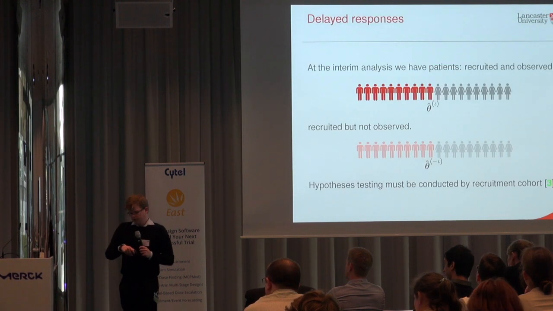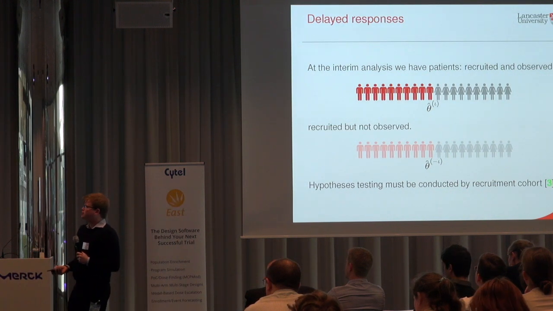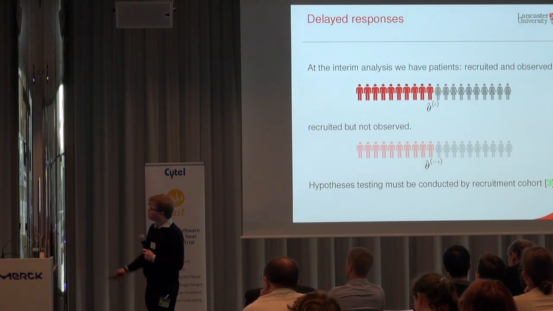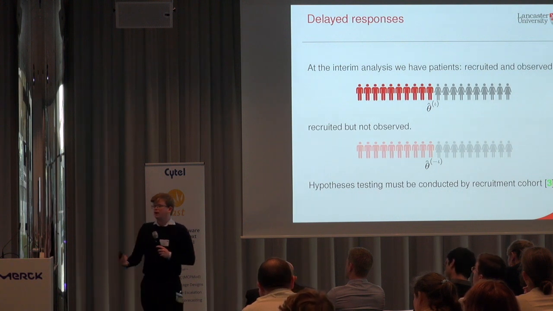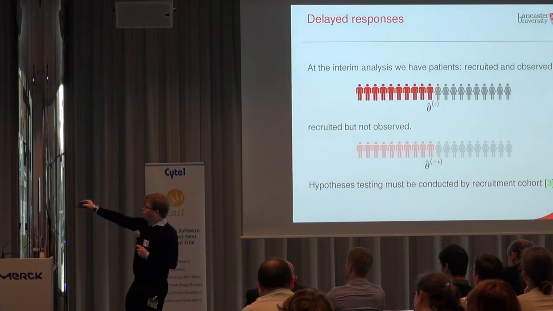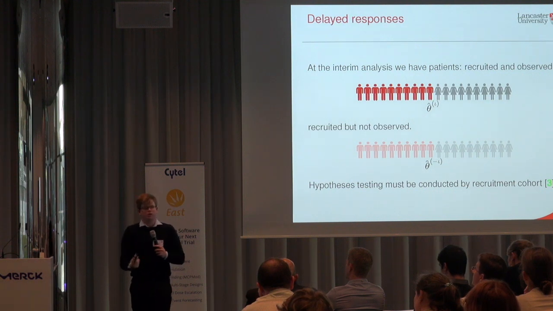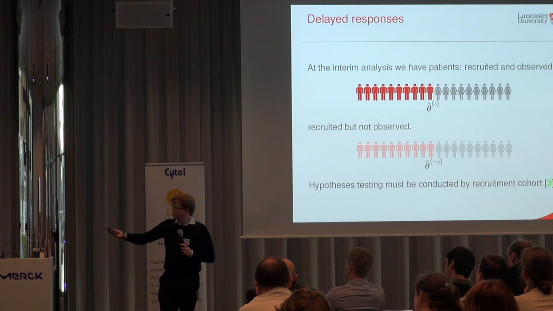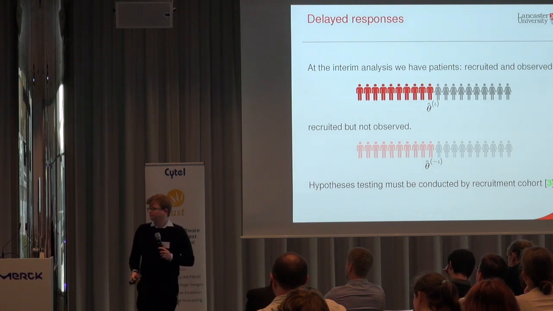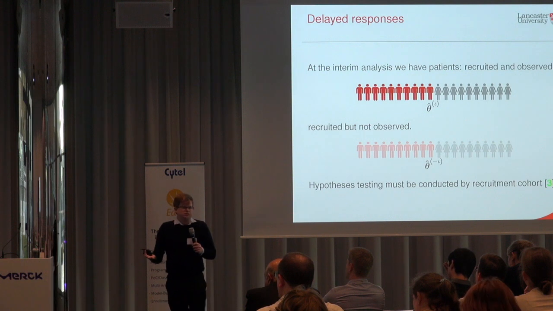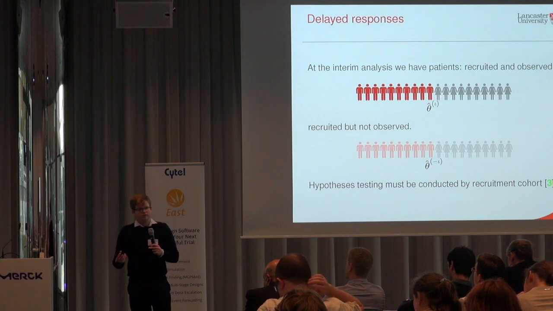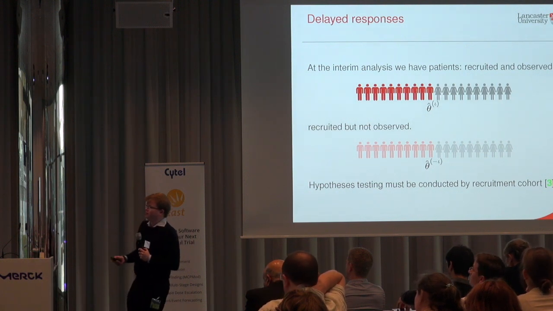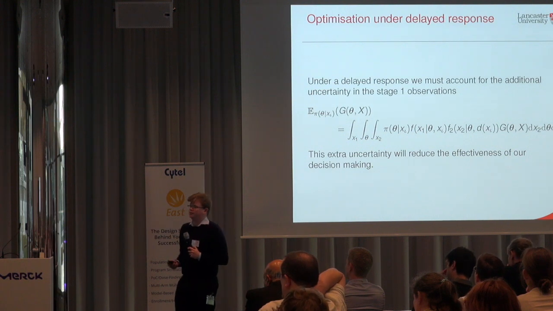Okay, let's move on to some extensions and try and wrap up from there. So the extension that I really want to talk about is the extension to delayed responses. So in stage 1 of the trial, we now have this set of patients that we've recruited and got observations from. And we also have a set of patients who we've recruited, so we can no longer influence what happens with them, but we don't have their observations at the interim analysis. Hypothesis testing in this case is still relatively easy. We now treat the stages as recruitment cohorts and we're essentially done. But there's going to be more uncertainty about the interim decision making. So we're going to have to incorporate that uncertainty.